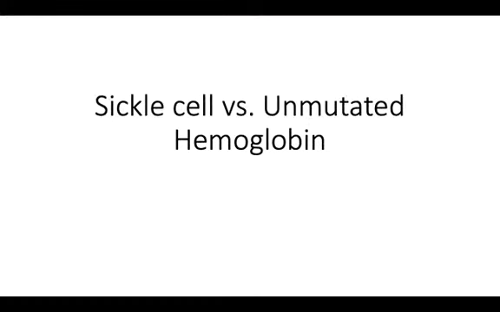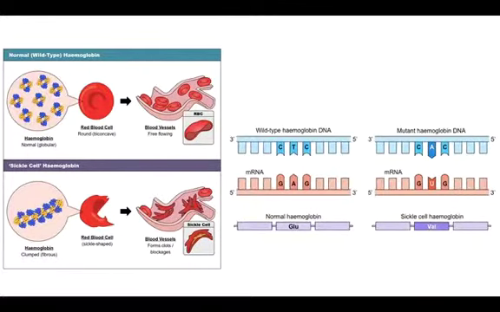Okay, so in this lesson, I'm going to talk about sickle cell anemia versus unmutated hemoglobin. So in normal wild type, which is what we call any normal gene, normal hemoglobin has the DNA sequence CTC, which you can see on the screen there with wild type hemoglobin DNA.